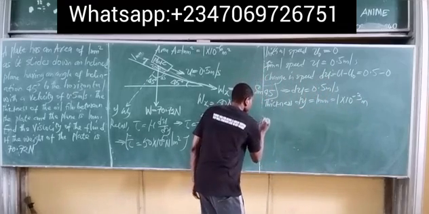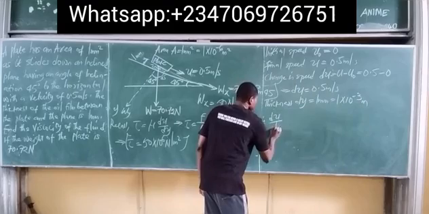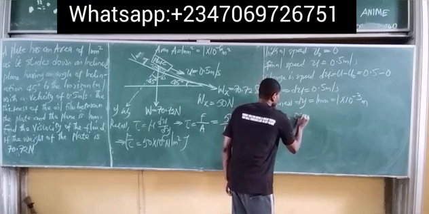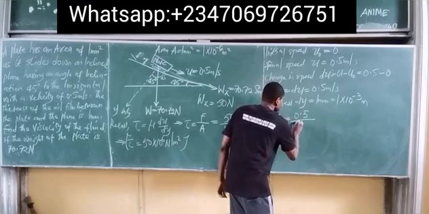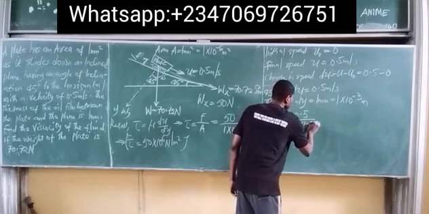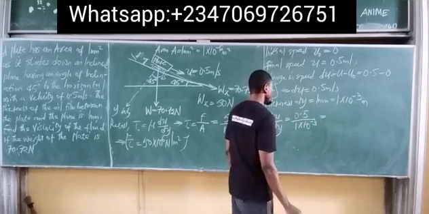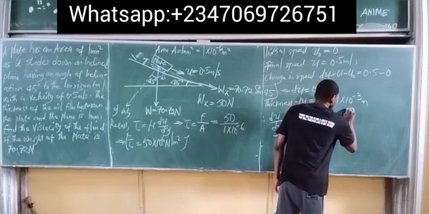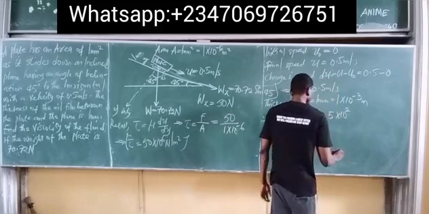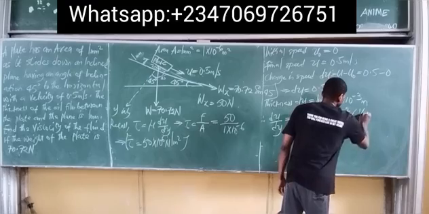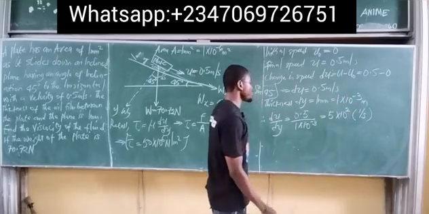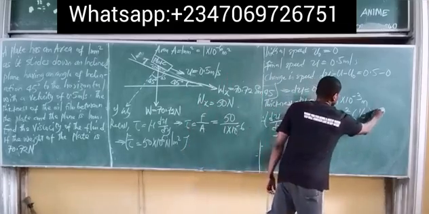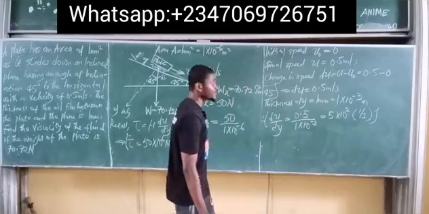Therefore, we can now find du all over dy, and that's equal to du, which is 0.5, all over dy, which is 1 by 10 to the power of minus 3, and this is actually equal to 5 by 10 to the power of 2 per second. All right, so we have 5 by 10 to the power of 2 per second. That gives us the value of du all over dy.